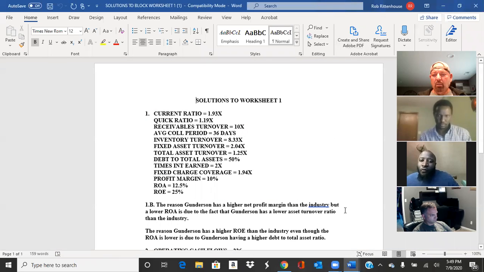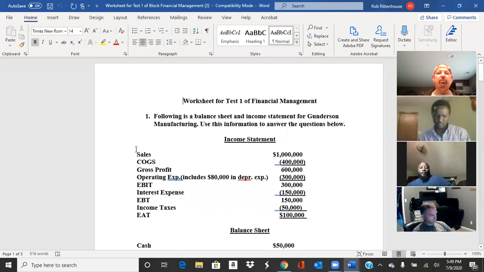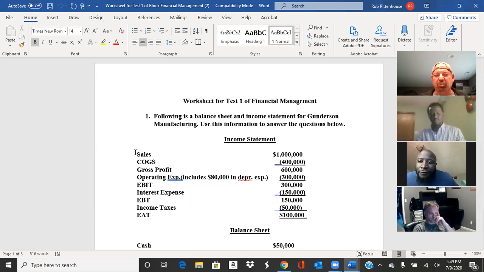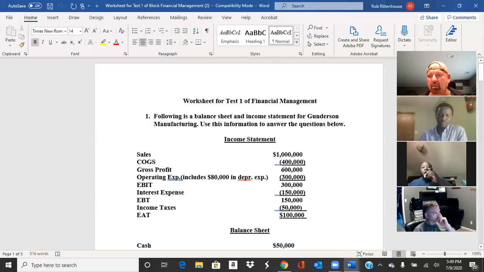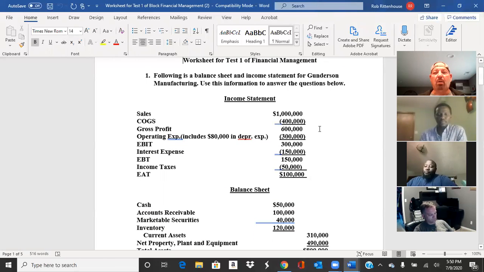All right, so let's start with the worksheet itself. This worksheet takes you through the types of problems that are on the problem section of the test, which again I'll be fixing later tonight. This first problem is on ratios. I don't have a problem on the test on ratios, but I have several multiple choice questions on ratios.